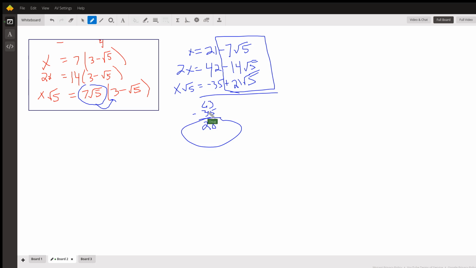Of course, you could get decimal approximations for these answers, but these are exact values.